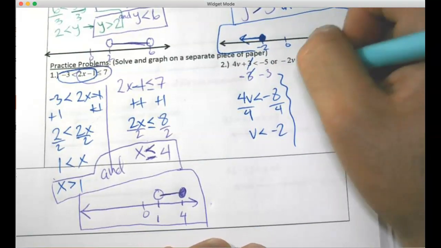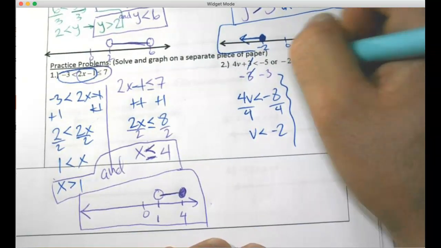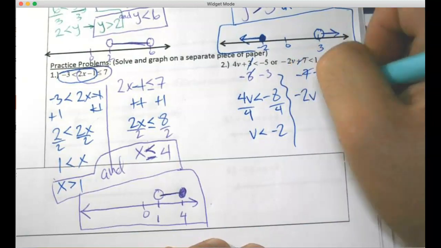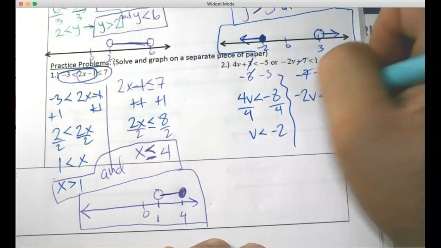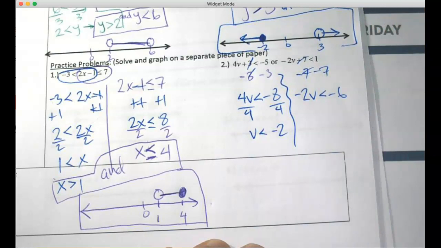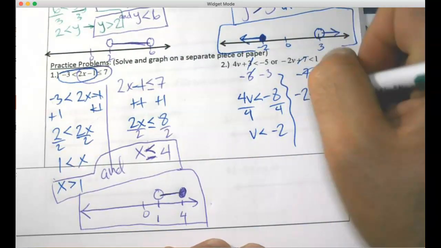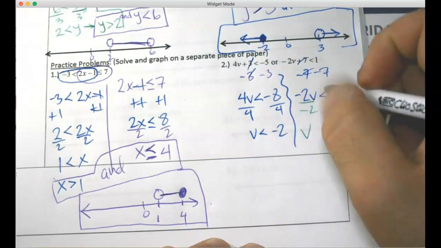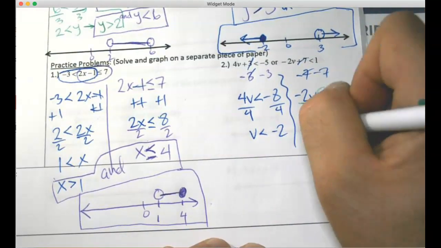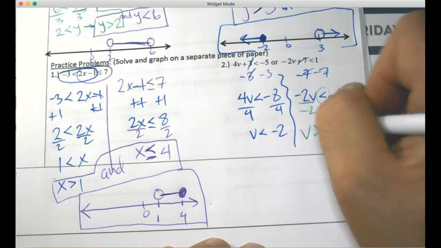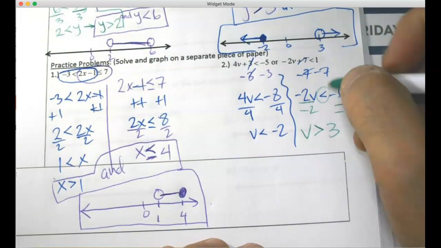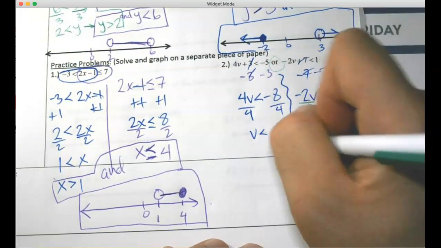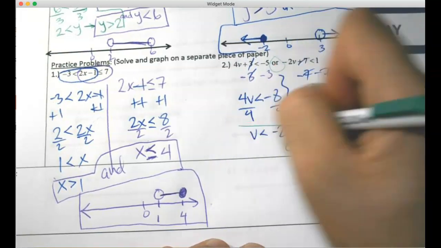On this one, subtract 7, get negative 2v by itself. 1 minus 7 is negative 6. And one more step here, divide by negative 2. Bring down the v. If you divide by a negative, don't forget to flip that. And negative 6 divided by negative 2 is positive 3. Remember, this one had or to begin with, so it should have or at the end.